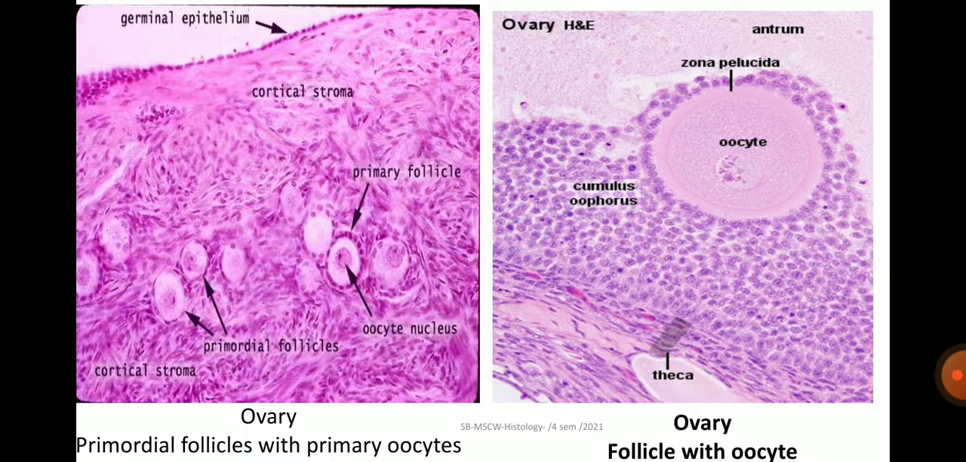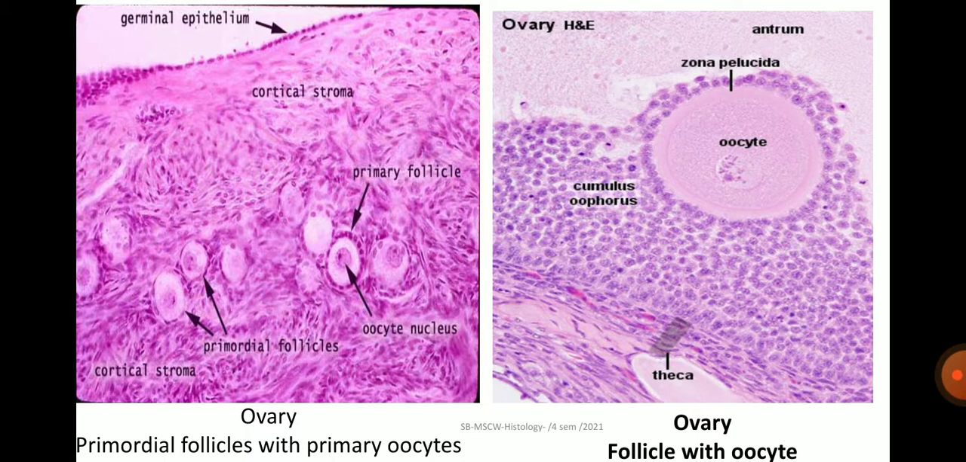So the second diagram will give you the follicle with the oocyte. So here is the oocyte, that is the egg nucleus, surrounded by a layer which is called the zona pellucida. Fine. This zona pellucida is a substance which is rich in glycoprotein, and it forms a thick homogeneous transparent membrane around the oocyte. So zona pellucida is also present, which surrounds the oocyte.